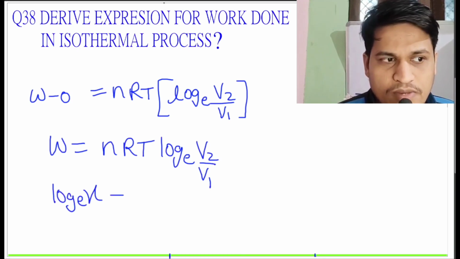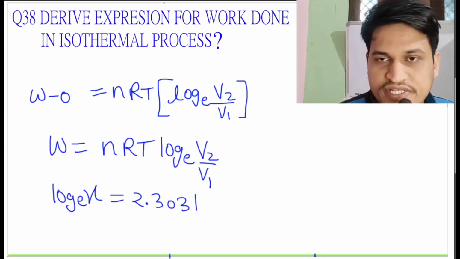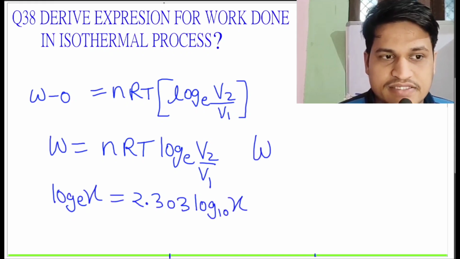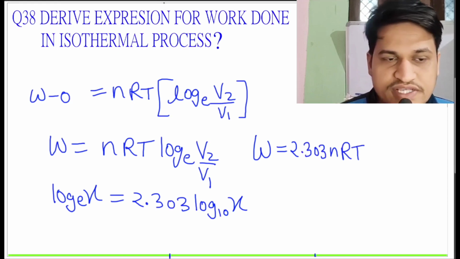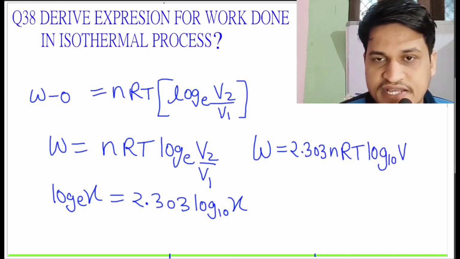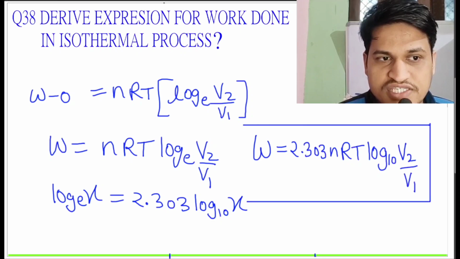Now we know the formula log base e x equals 2.303 log base 10 x. So we have to use this formula. So we will get W equals 2.303 nRT log base 10 V2 upon V1. So this is our final answer.